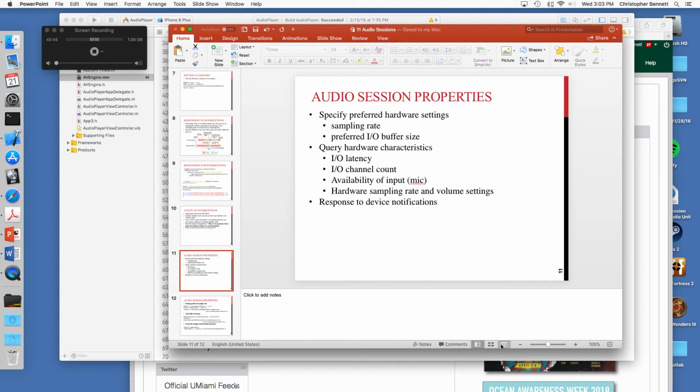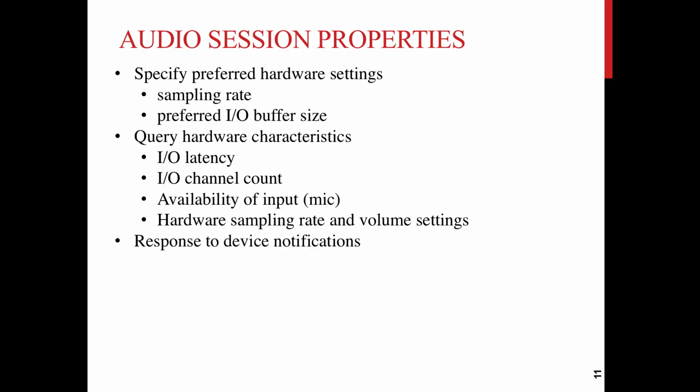Other audio session properties. This gets a little more into the nitty-gritty of your specific needs for your app, as opposed to interacting with other apps. You can specify your preferred hardware settings, including the sample rate and the preferred I/O buffer size. For example, in our AVAudioEngine, you can init with the buffer size. We're using N equals 1024. You may as well let Core Audio know that that's the buffer size you want, instead of just getting whatever buffer size it defaults to.